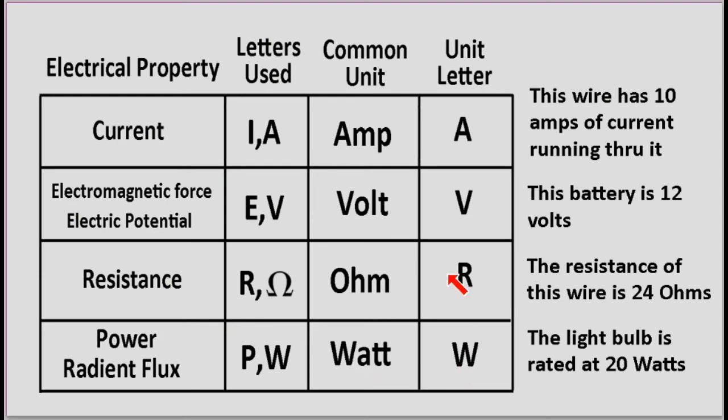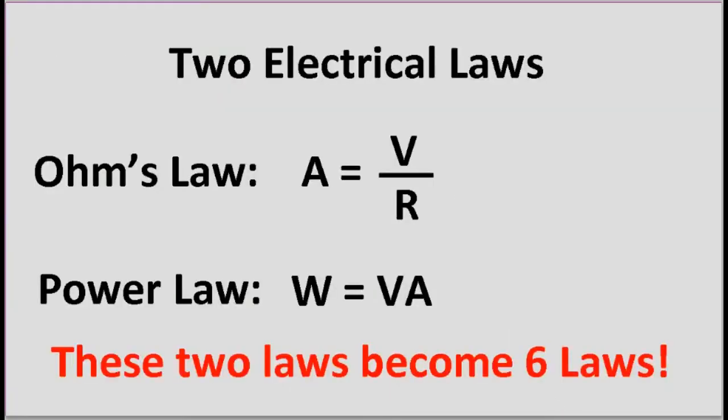So for our purpose, we're going to talk about amps, A, volts, V, the resistance in ohms, R, and the watts, W. Okay, so next I'm going to talk about two electrical laws.